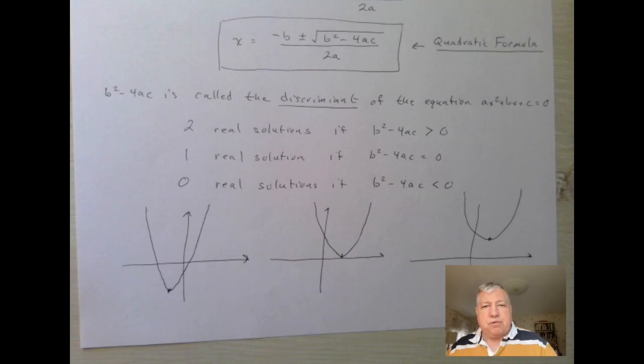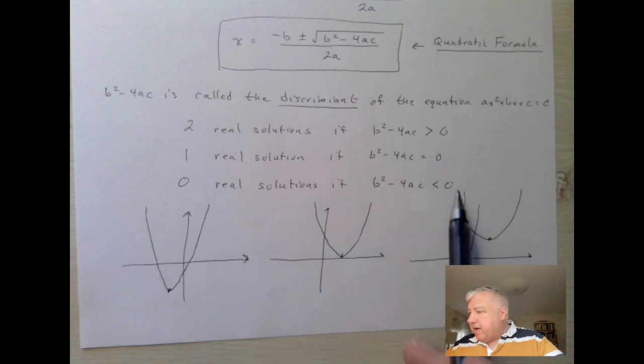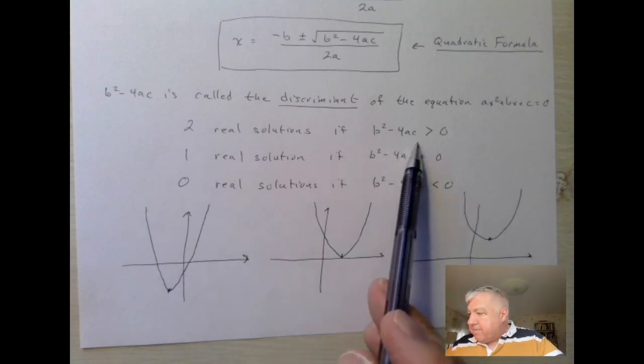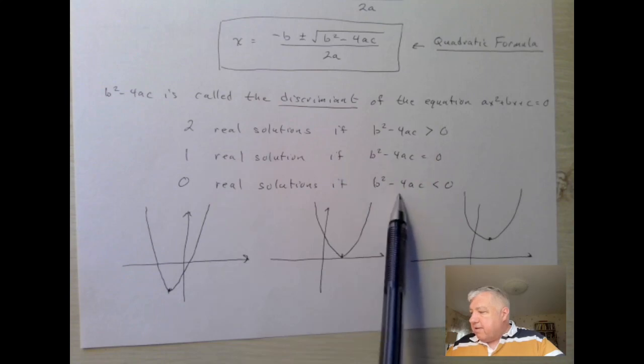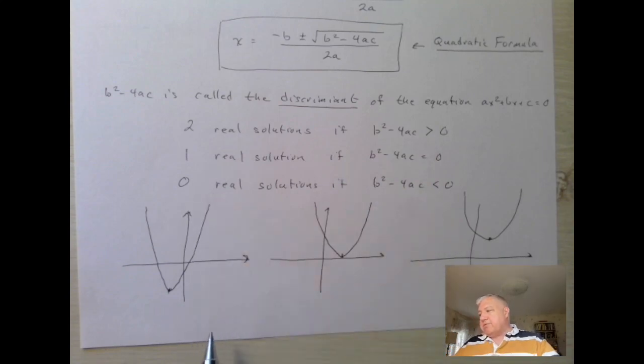So we have two solutions if the discriminant is positive, 1 real solution if it's 0, and 0 real solutions if it's negative. Hopefully I said this right. So if the discriminant is positive, we have 2 real solutions. If it's 0, we have 1 real solution. And if it's negative, we have 0 real solutions.